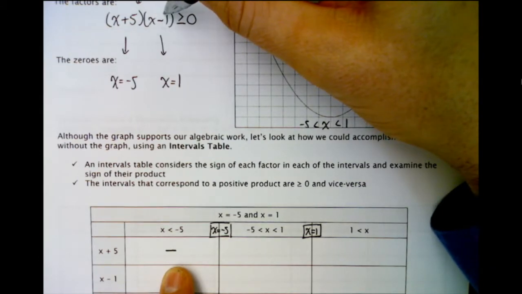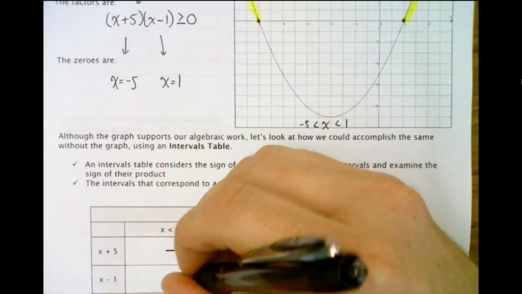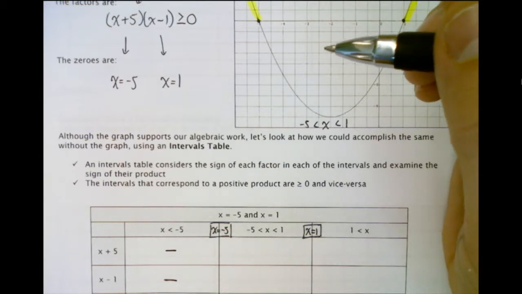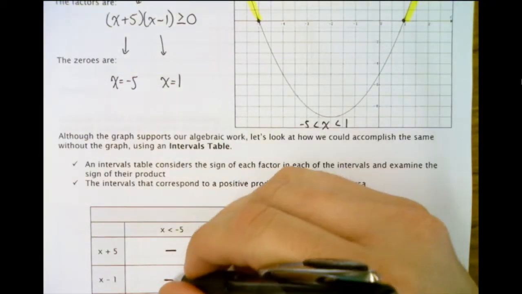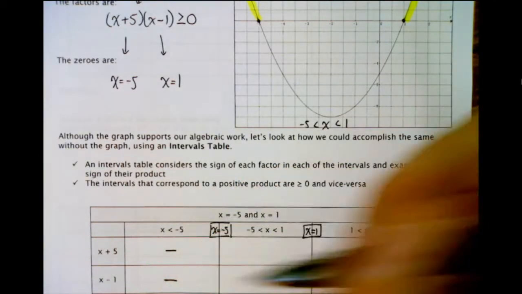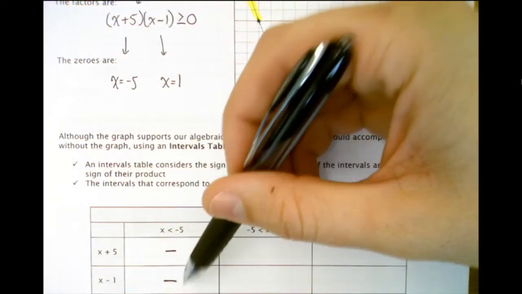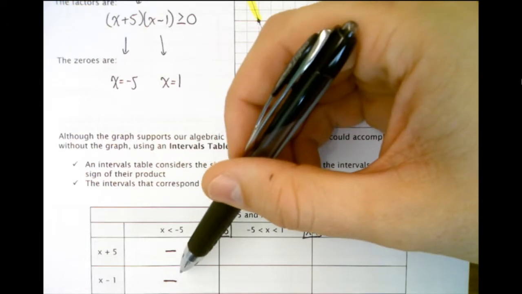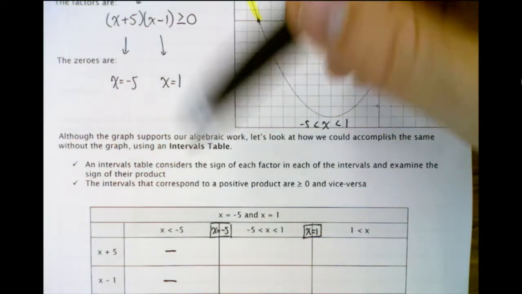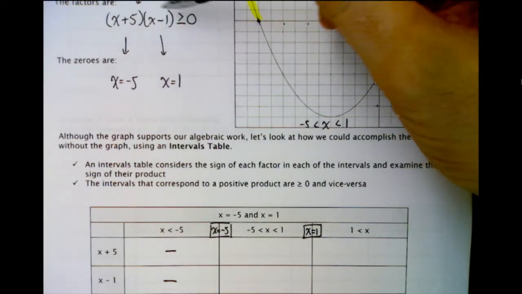-10 minus 1 is -11, so we get a negative answer. What happens when you multiply two negative numbers, a negative times a negative? You get a positive. Why does this work? Well, basically we're testing for the sign of the number instead of worrying about what the actual number is. If we plug in -10, we get -5 times -11, which works out to 55.